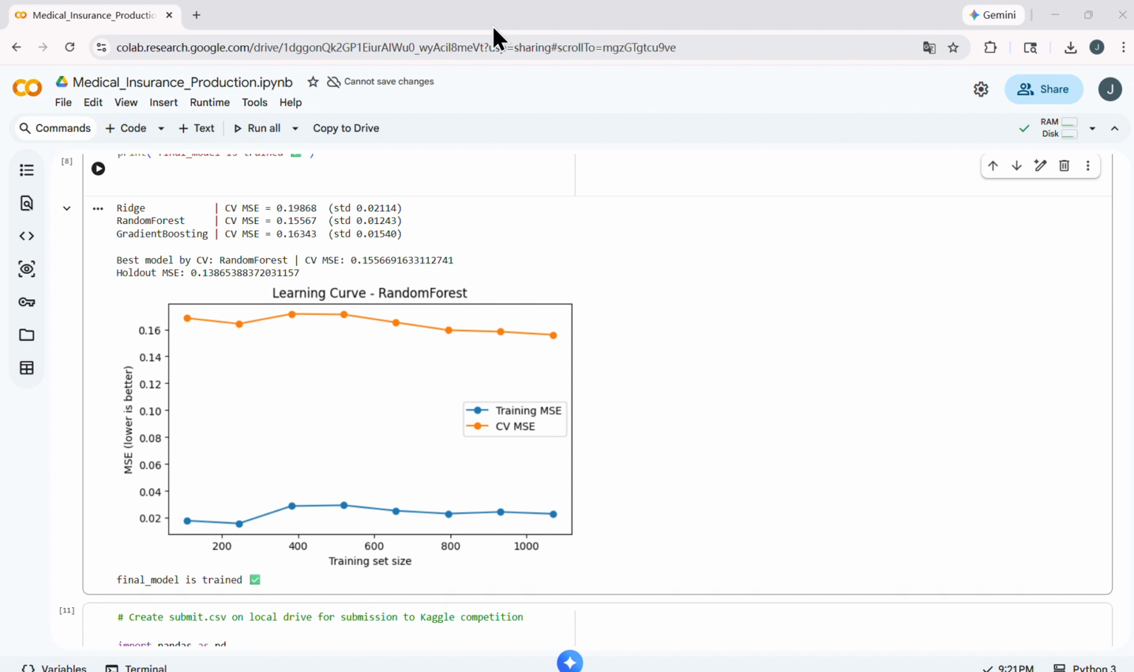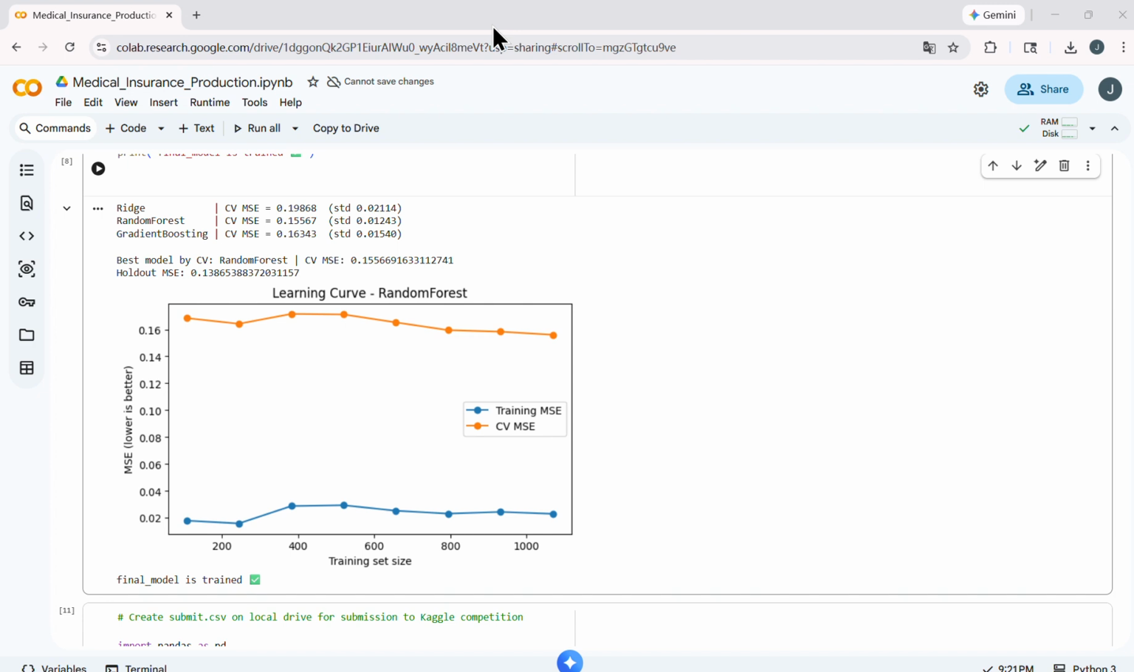acceptance of model behavior. From a methodological standpoint, the model can be considered well fitted because cross-validation and holdout results are consistent. The learning curve does not show divergence between training and validation error as the sample size grows. The chosen model achieves the lowest generalization error among tested candidates.